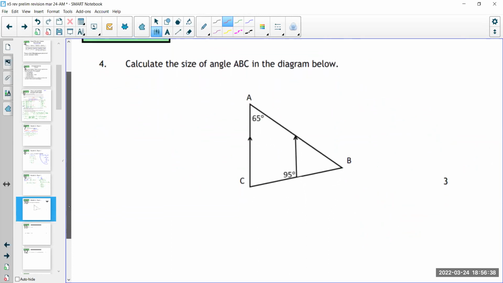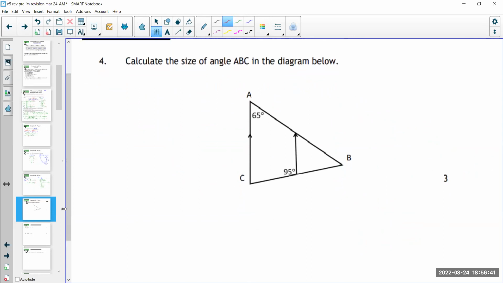Calculate the size of angle ABC in the following diagram. So when you see something like this, you need to think of, I've got parallel lines like F. So you've got something in that format. So every time you're going to see an F, we've got corresponding angles. So this angle here is the same as this angle here, which means this 65 here is the same as this 65 here. So by just putting that, you get a mark. 1 out of 3. That's not too bad.